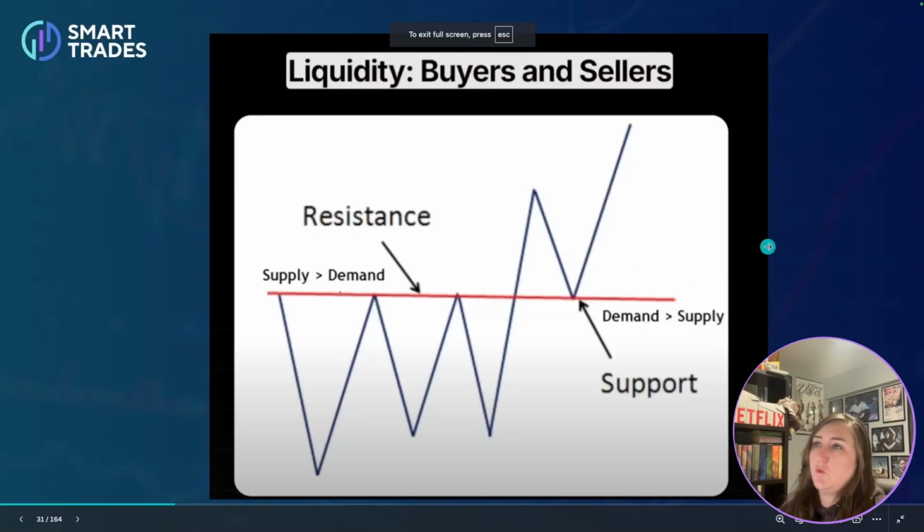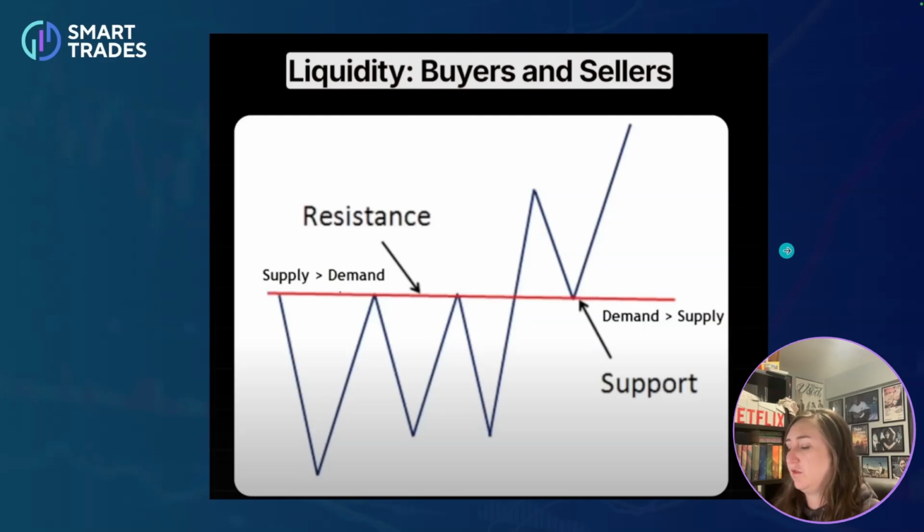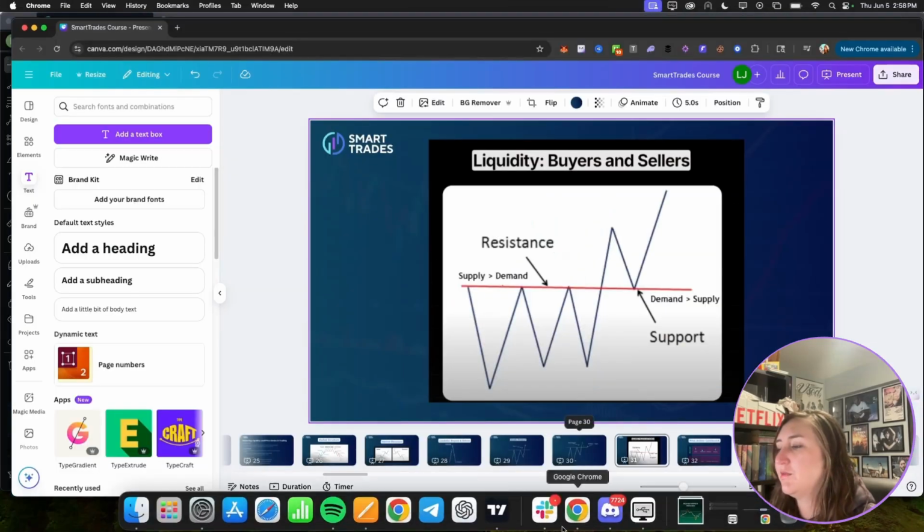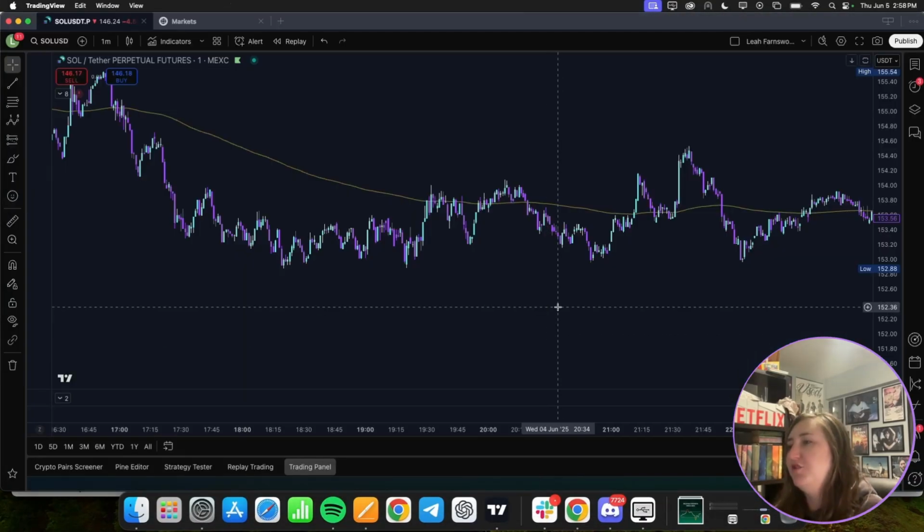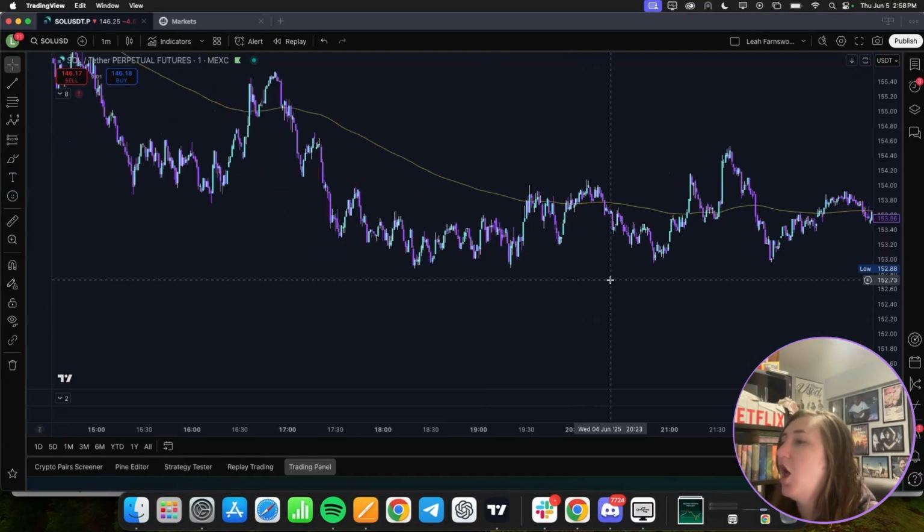So we will take it to the charts now and actually look at some support and resistance levels so it's a little bit clearer. These are kind of textbook drawings, right? It's not going to look this clean on charts, but we can get a good idea, especially once you start practicing, you'll be able to spot these a lot clearer.